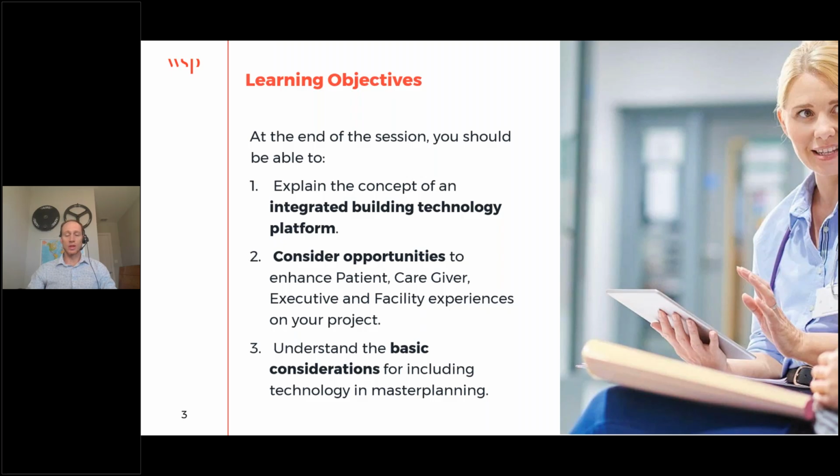By the end of today's session, we'll have a recap, but you should be able to articulate the concept of integrated building technologies and an integrated building technology platform. Consider what opportunities may exist at your facility or in your project to enhance patient experiences, their experience with their loved ones, the caregiver experience, and also how to optimize operations for the facility itself, for the FM team, for the engineering teams, and for the executives of the facility. And finally, a basic understanding of when technology should be considered within the master plan process.